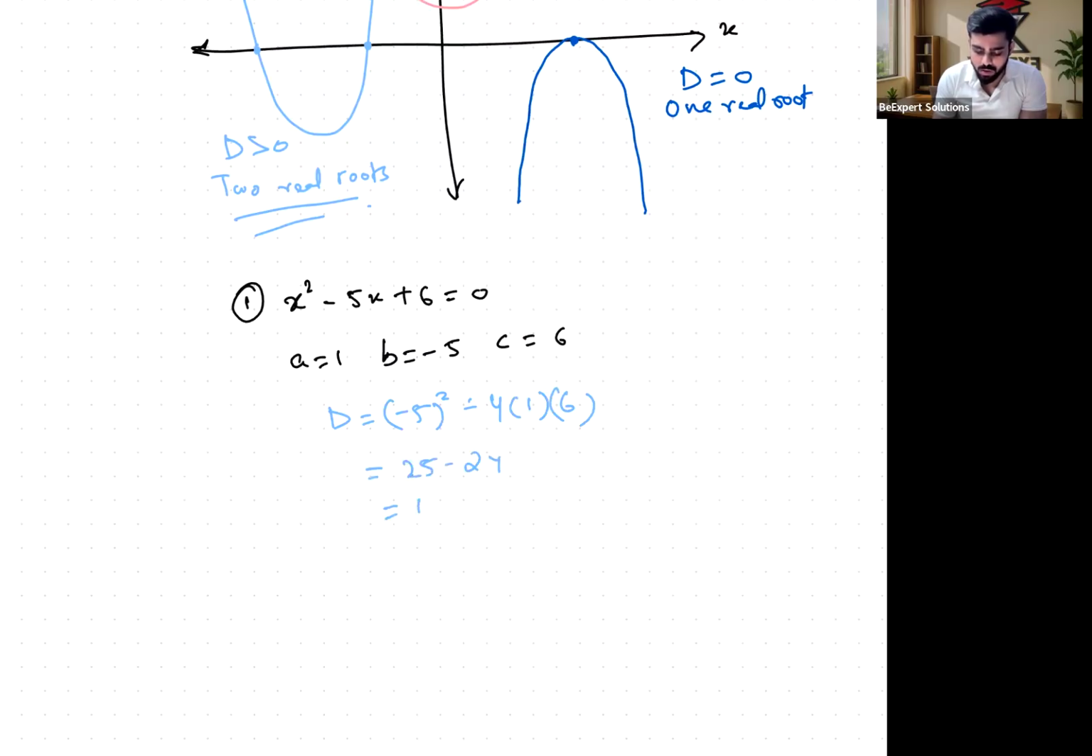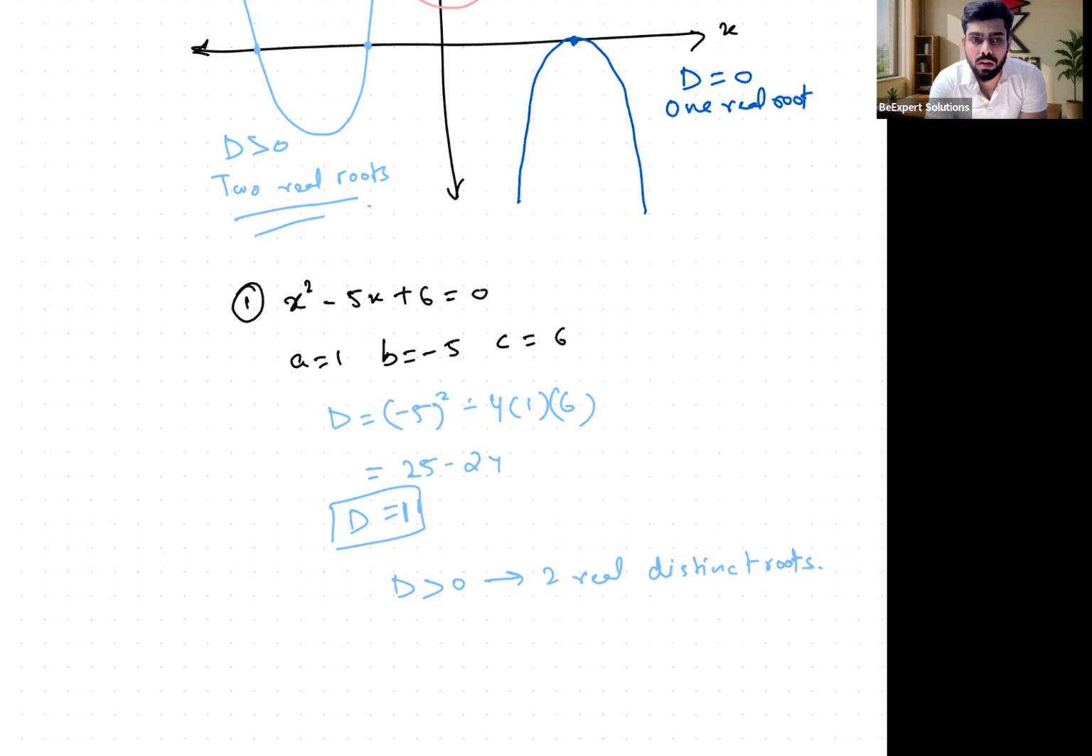So D comes out to be 1. If D is 1 here, then in that case, your D is greater than 0. That means it will have two real values of X, two real and distinct roots you can write down. Okay, that's how simple it is.